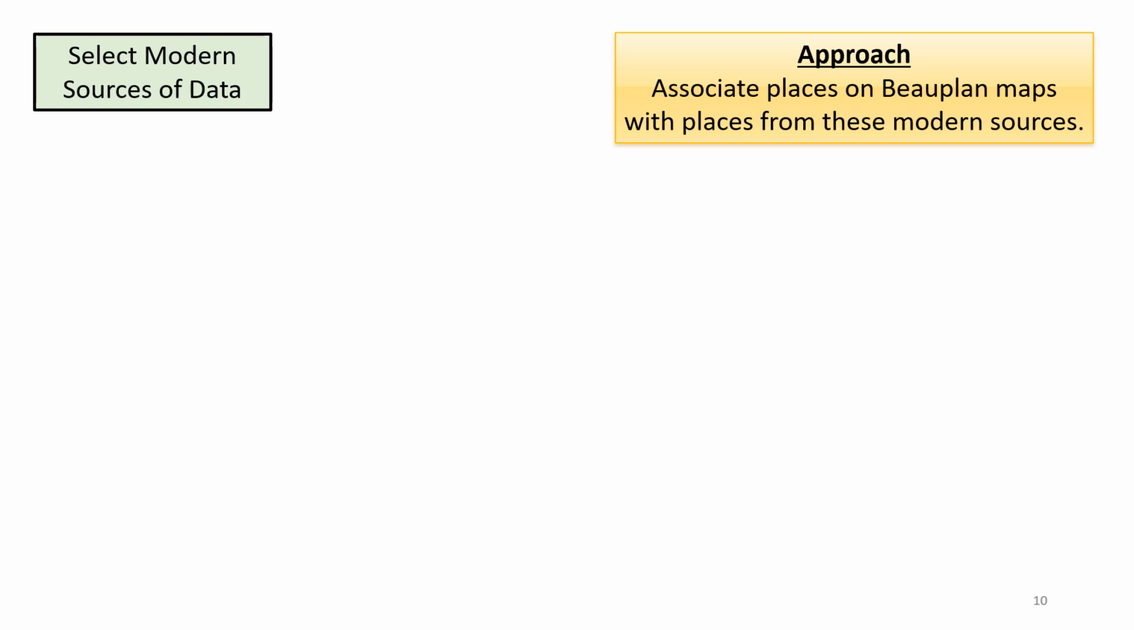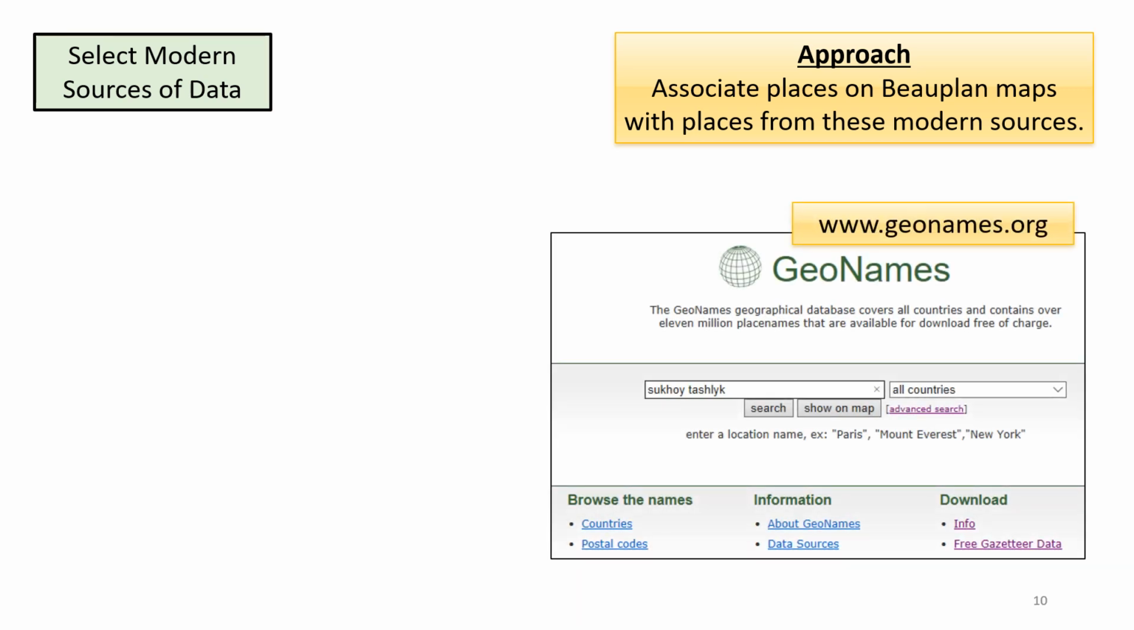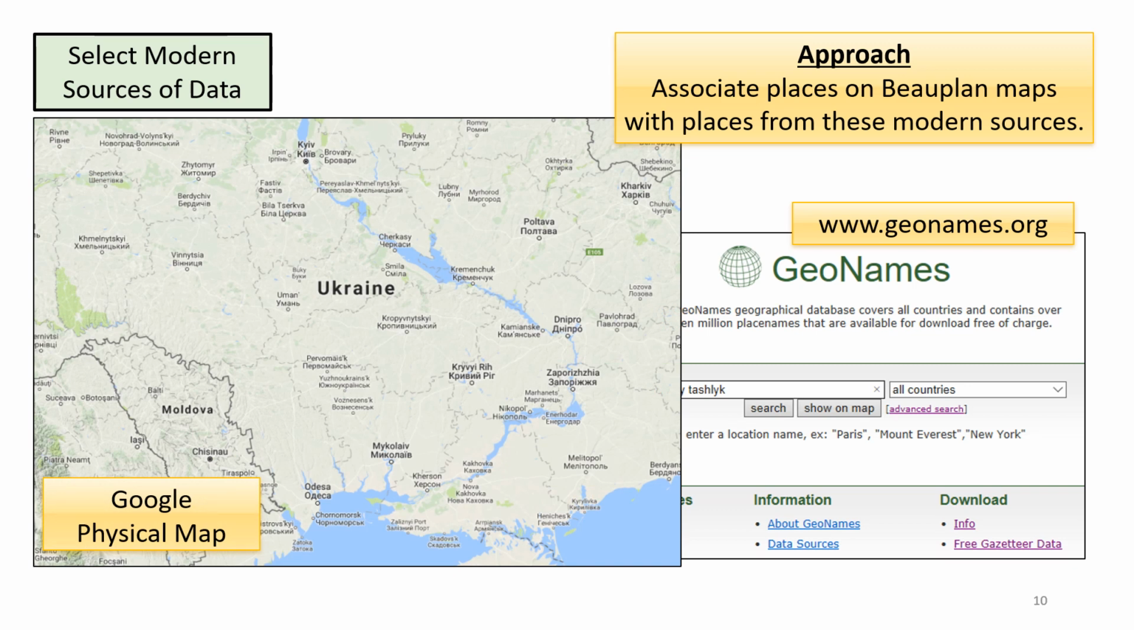Turning now to modern sources of data, two sources were used to locate modern places that could be associated with places on Beauplan's maps. The GeoNames database was checked first for association between Beauplan places and modern places. As described later in this presentation, our process for locating Beauplan places involves downloading the GeoNames database. If no association could be made using the GeoNames database, then the Google physical map was checked.